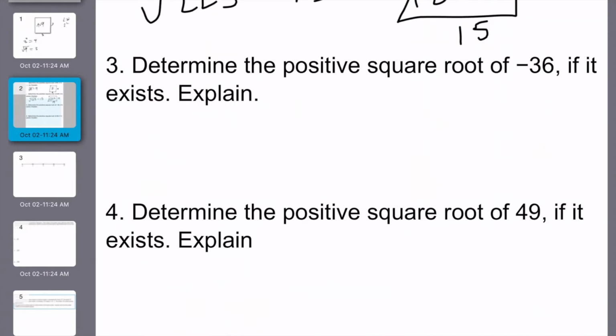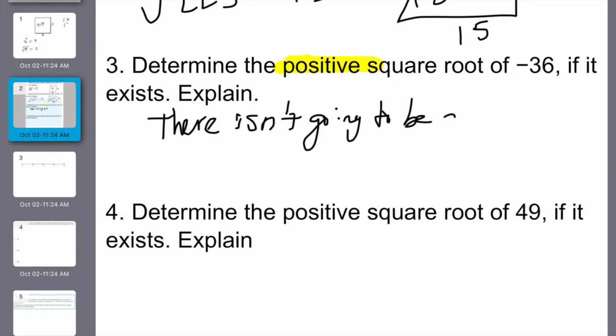Number 3, determine the positive square root of negative 36. Well, I need to think here. Is there any way that I can have an area be negative? No, there's not. So in fact, since it's asking me for a positive square root, there isn't going to be one. Why? Because I can't multiply two positive numbers and get a negative answer.